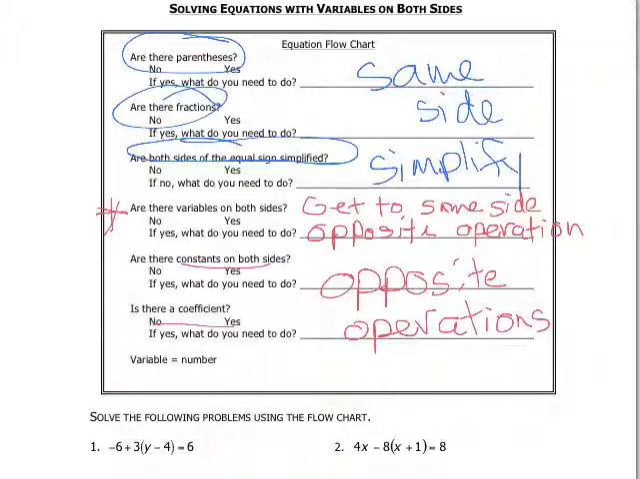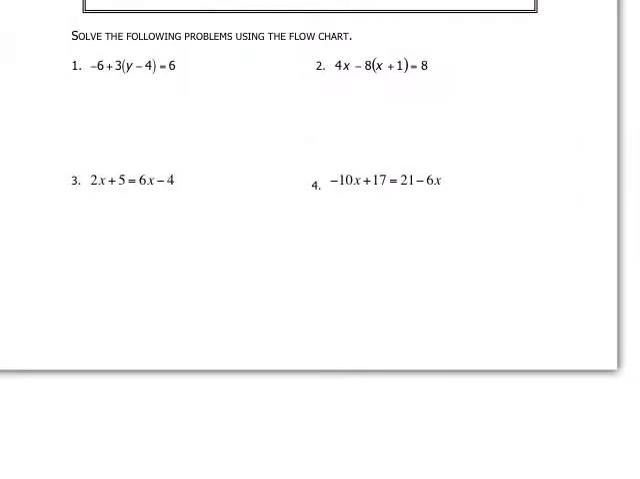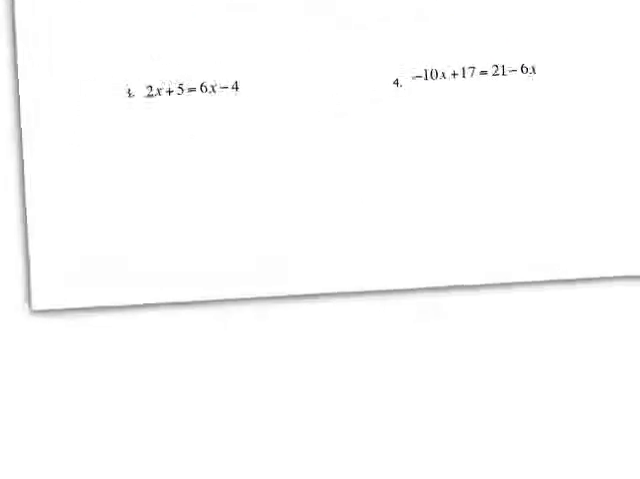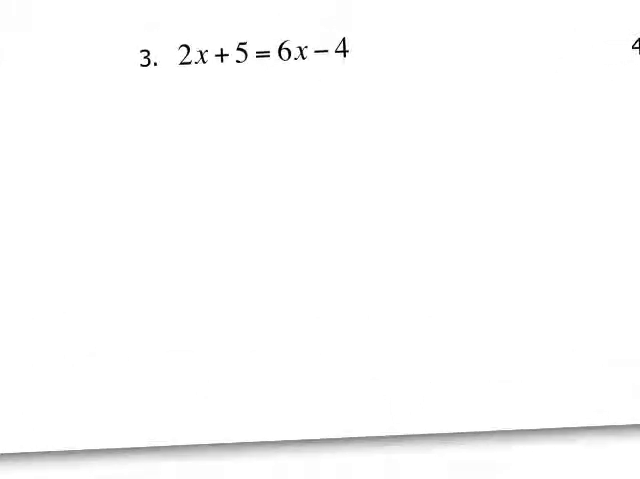So really it all breaks down into same side simplify, that goes for parentheses, fractions, combining like terms. I get the variables to the same side, and then I can start solving using opposite operations, okay? All right, so let's look at some problems. We're actually going to skip 1 and 2 because those are problems that we've done in the past that I already know we know how to do, okay? So let's look at 3.